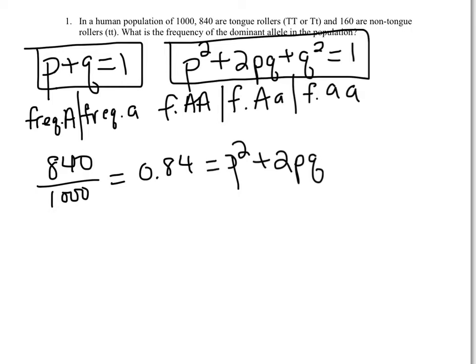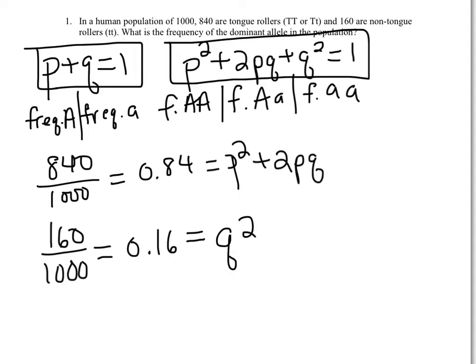So what else do we have? We have 160 non-tongue rollers, which equals 0.16 as the frequency, and that is the frequency of little a little a, which is Q squared. Now that's easy to solve for. Because really, what are they asking us for? The frequency of the dominant allele. So they want to know what's the frequency of big T. And if we look here, that's going to be this term, P. So I'll remind myself that's what they're asking us for, the frequency of big T, which is P.